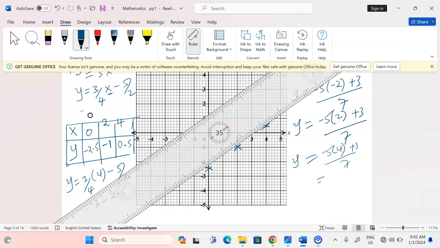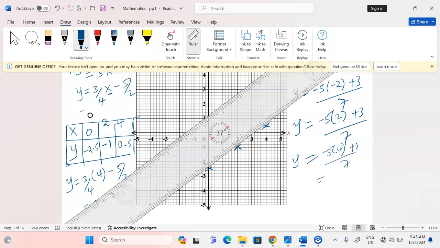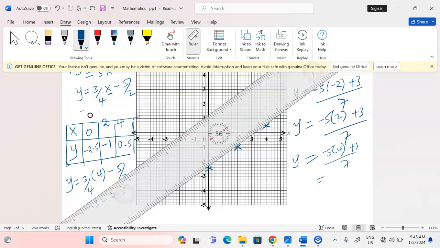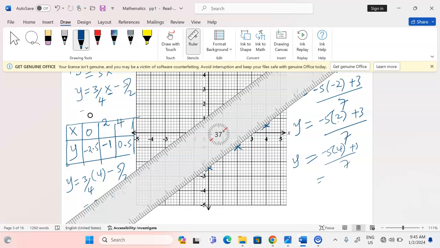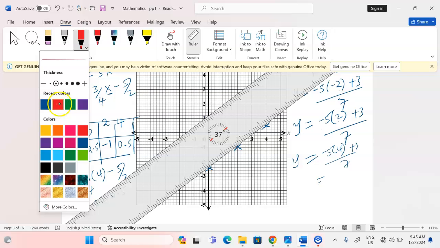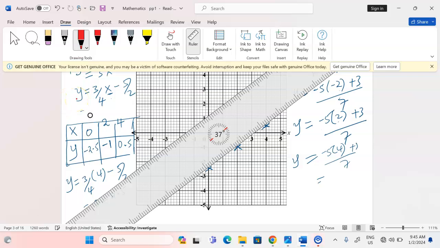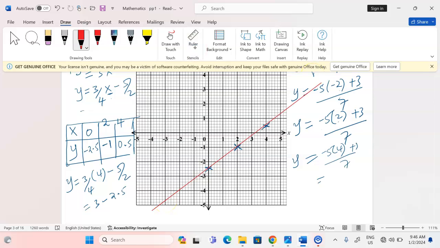So when I place my ruler there, I'll be able to draw the line, and you can allow me to change the ink that I'm going to use. I can use a different ink, like red. Yes. That is the first line.